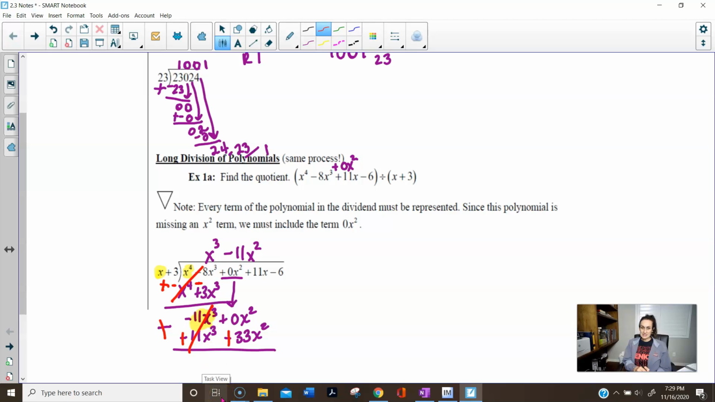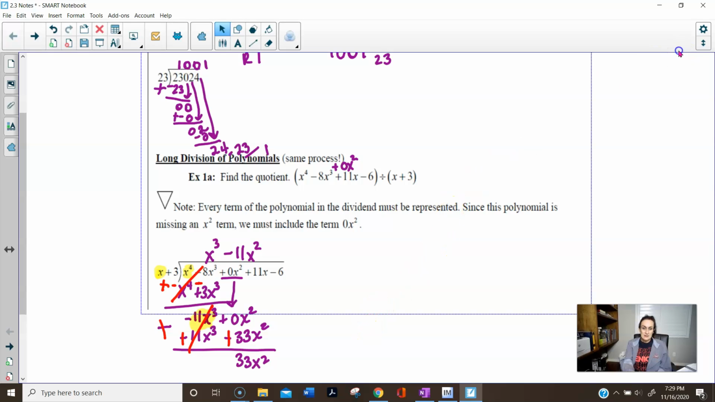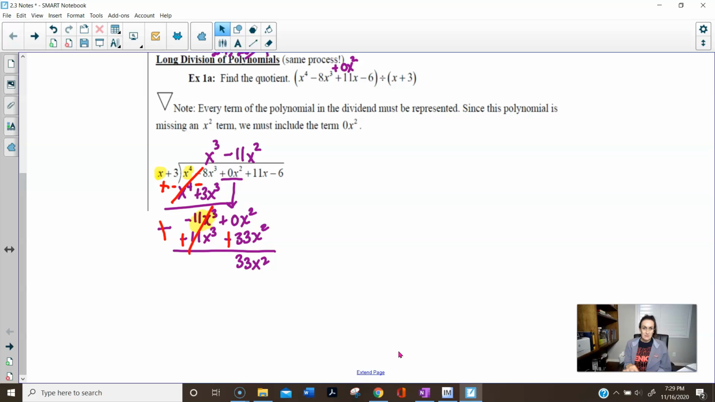These will always cancel. 0x squared plus 33x squared is 33x squared. All right, from there, let's see if we can move this up a little bit. Come on, this is videotaping. We don't have a lot of time. All right, there we go. So let's look at what we have next.